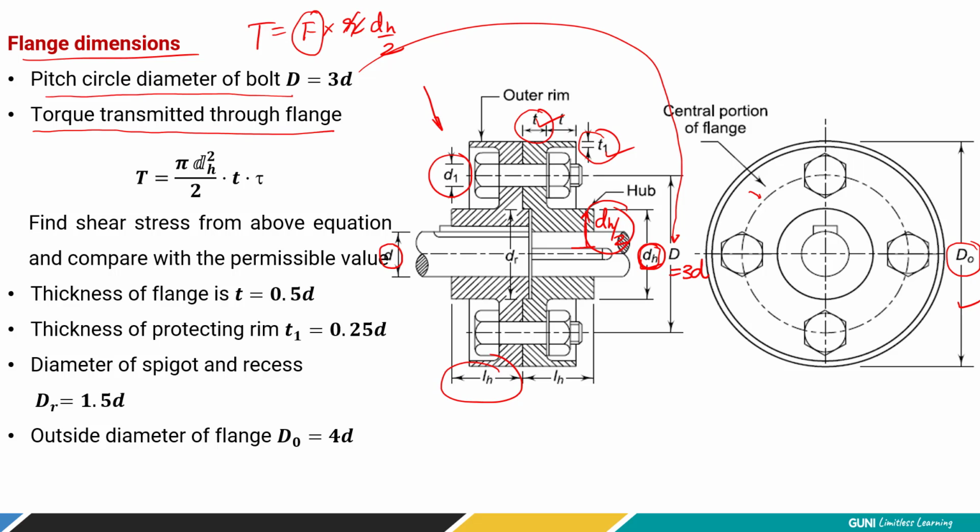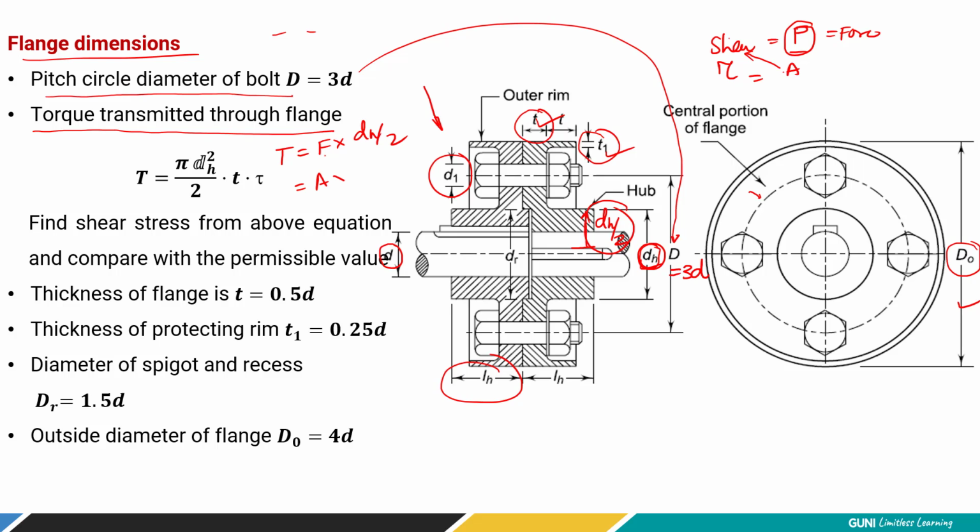Now what about the force? So very simple. The shear stress is equal to force or load upon area. So here we are going to call it tau, and the load we applied is P, right? So instead of P, we are going to call it force. To find out the force, we have to multiply the area with the shear stress. So I am going to write the same equation here for understanding purpose. Torque is equal to force into DH by 2. Again, this F is simply area into shear stress.